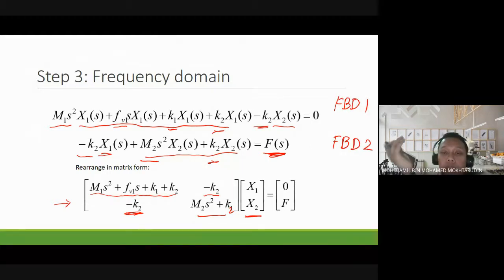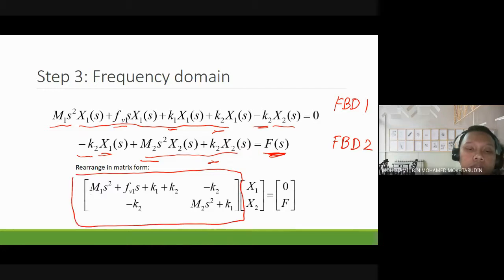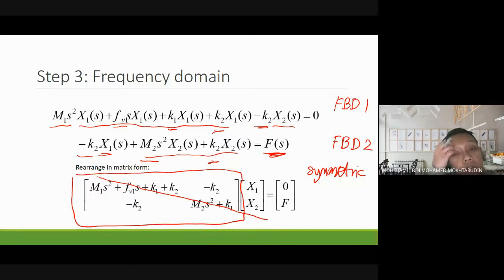To make sure that your matrix is correct, you have to make sure that your final matrix, the big matrix here, is symmetric. Symmetric means that the off-diagonal elements, this element and this element, must be the same. Negative k2. If these two are the same, then the matrix is symmetric.